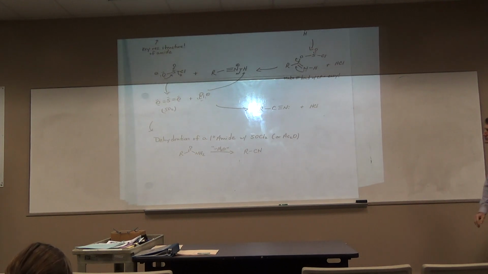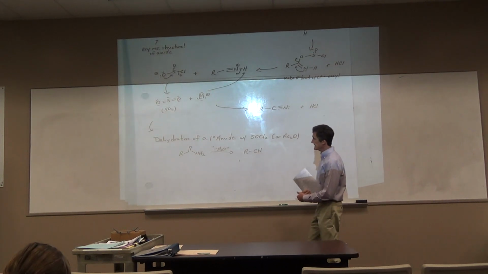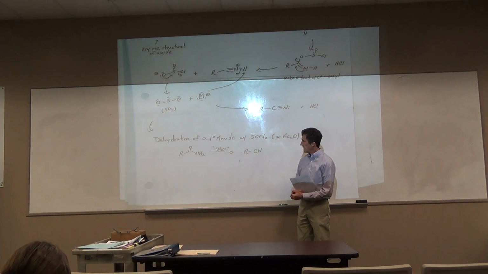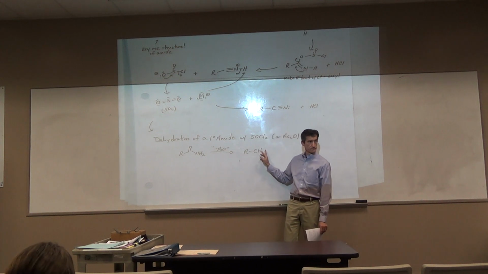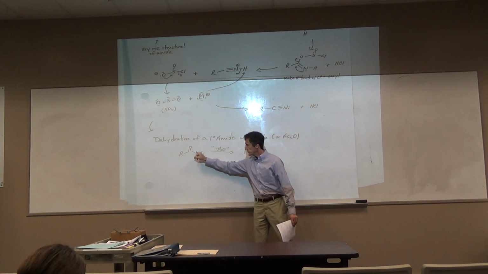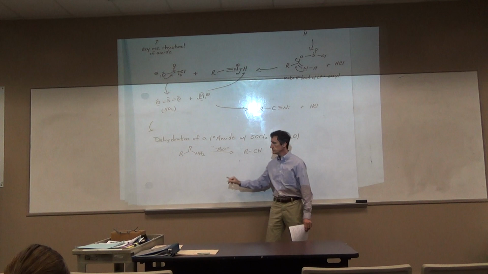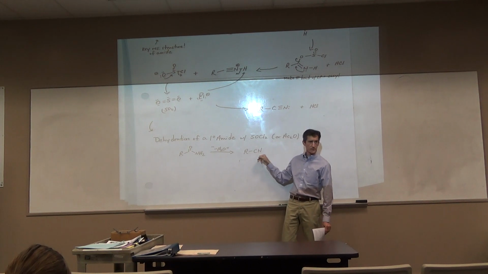We are removing H2O from the amide, so it is a dehydration. And we lose the carbonyl. The carbonyl is now gone. Okay? H2O. We end up with a triple bond between the C and the N. And we usually show the cyano group as condensed, CN.